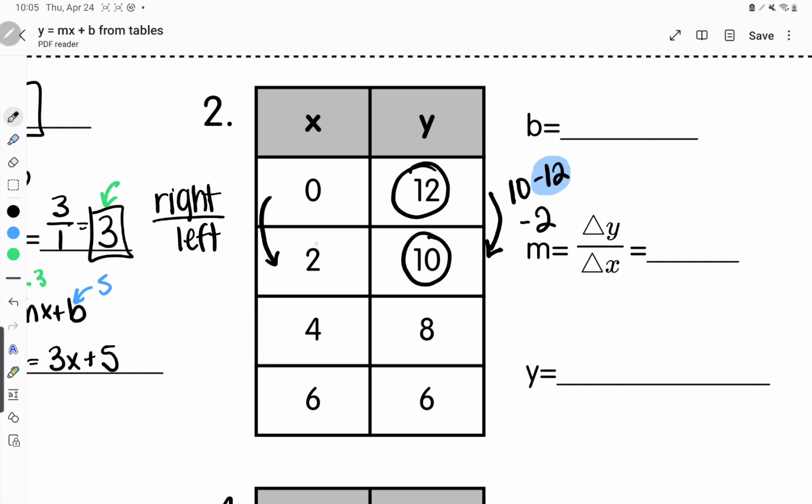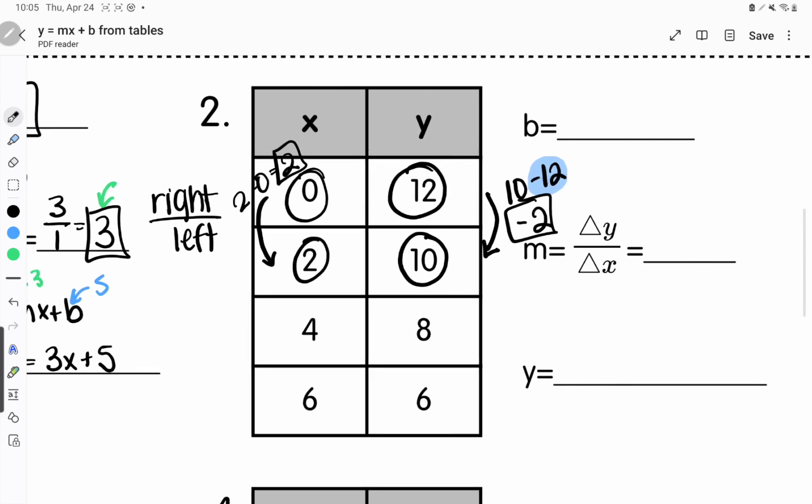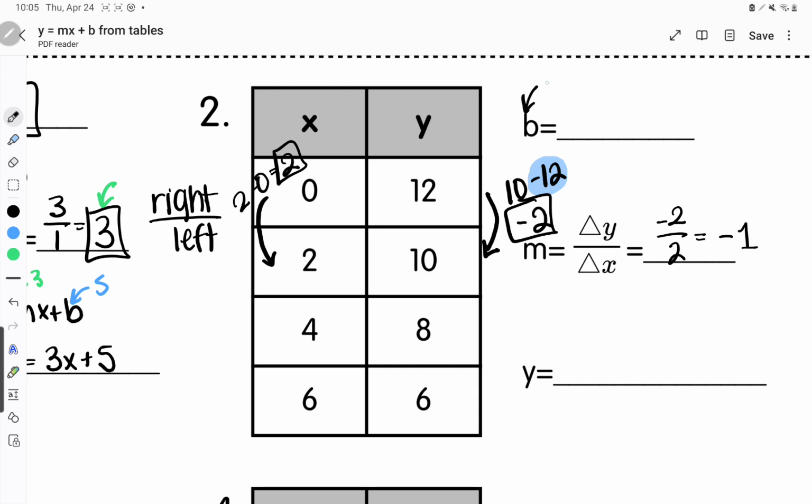On the left side, what would I subtract? 2 minus 0. And I would have 2 minus 0, which gives me 2. So I would do right side over left side, which is negative 2 over 2. What's a negative divided by a positive? A negative. And then what's 2 divided by 2? 1.